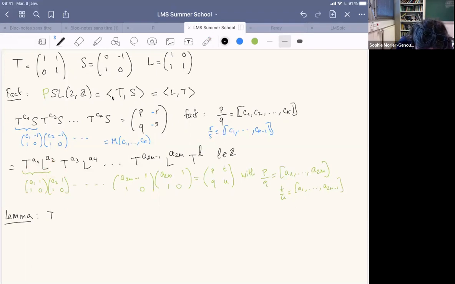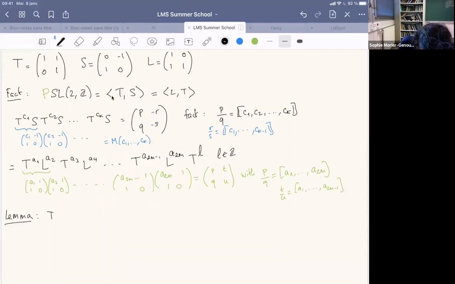Yes, there was another question. To answer the last question, you can also say that this is L and S. But L is somehow just a transpose. L is the transpose of T. So when you do something with T and S, it's the same as doing things with L and S, up to transposition of the matrix. So I don't need this set of generators.